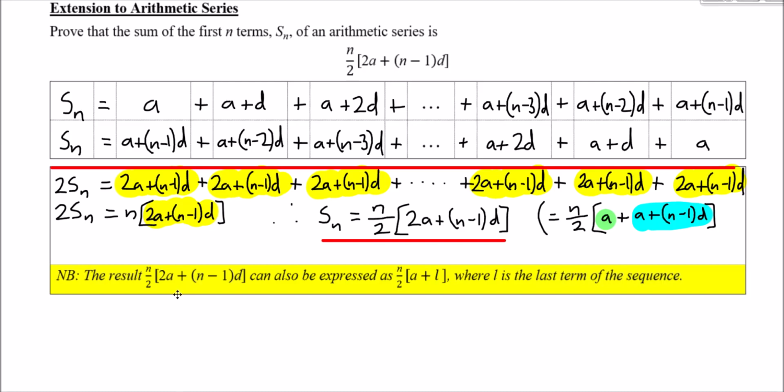Now we've got that out of the way, let's apply it to some worked examples. So, worked example 1. Find the sum of the first 50 terms of the series 12 plus 15 plus 18 plus 21 plus so on and so on.